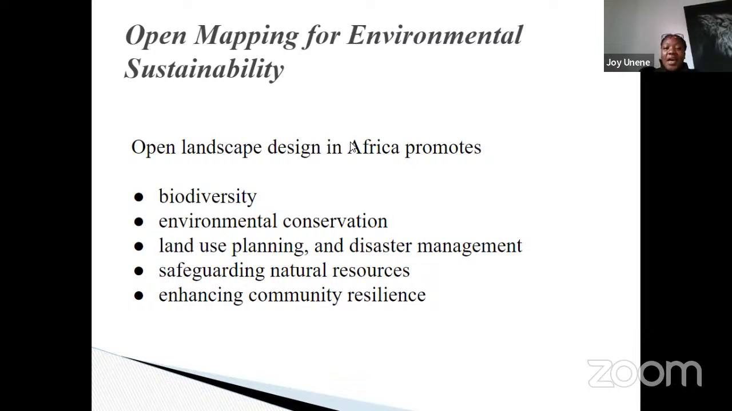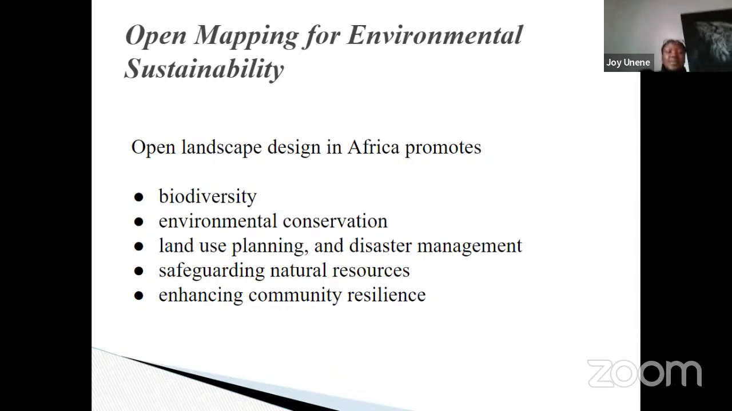Under environmental conservation, we are looking at species distribution, and here we can talk about the mapping of species distribution and of plants. This is to see how we can conserve the plants and the animals over a period of time.